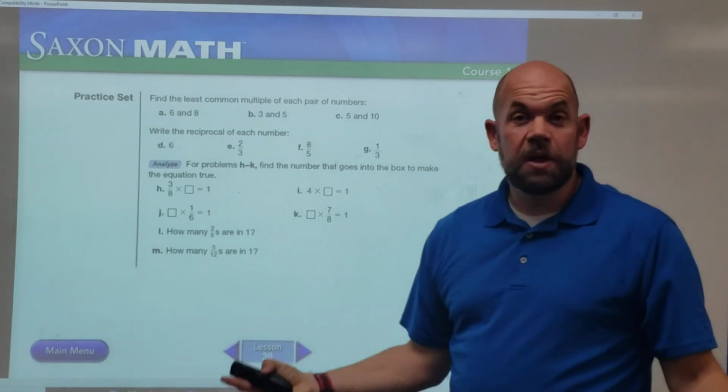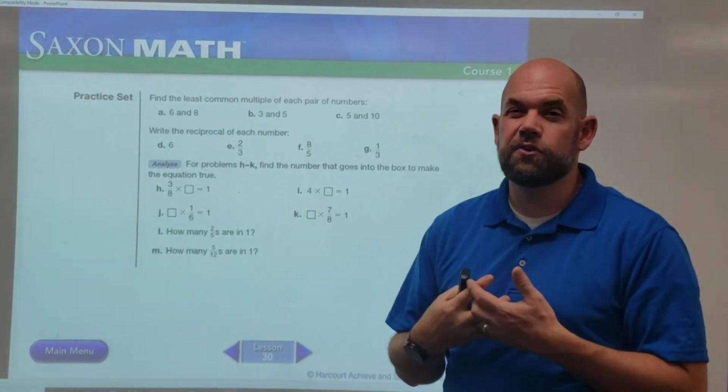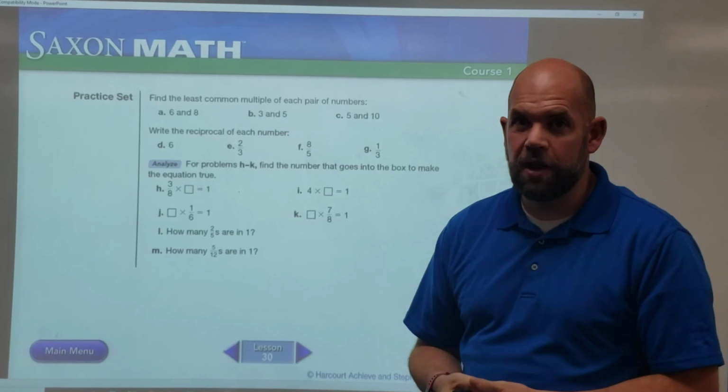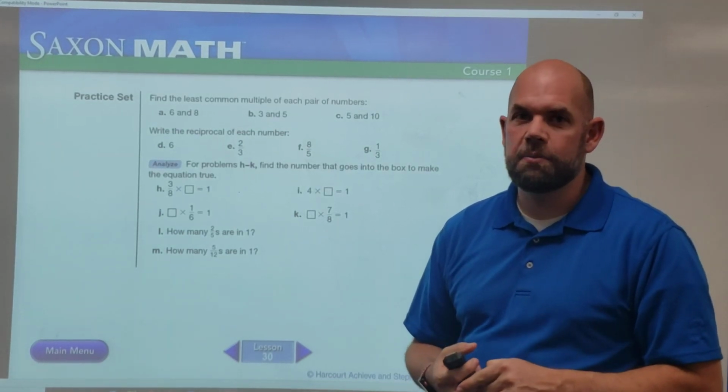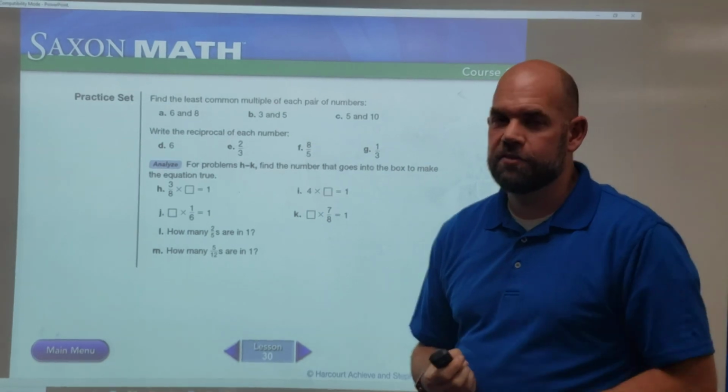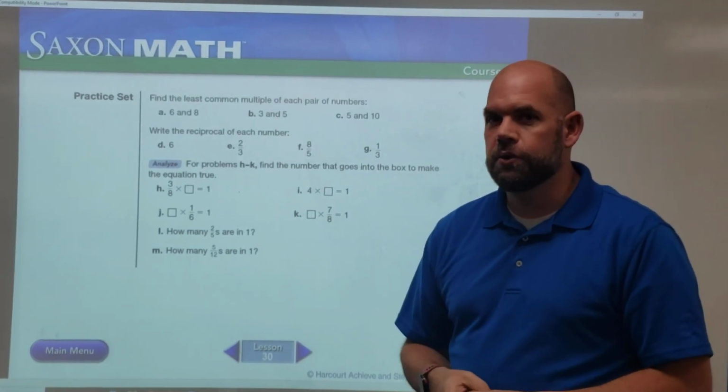So not a real tricky lesson, but we're going to start using reciprocals a lot. That's really awesome. And we'll use least common multiples from time to time, as well as greatest common factors. So we'll review that too in the future.